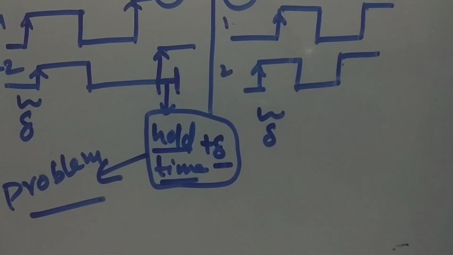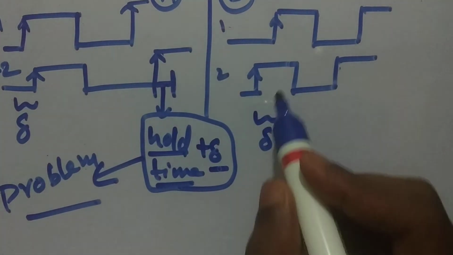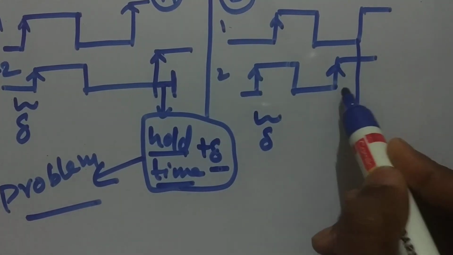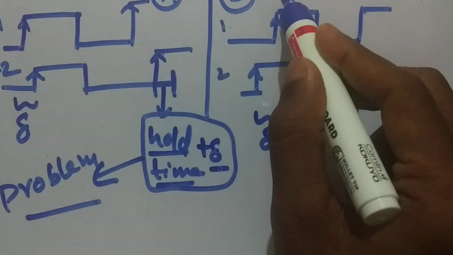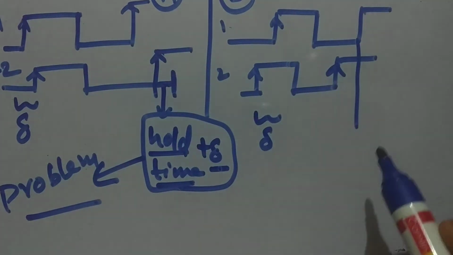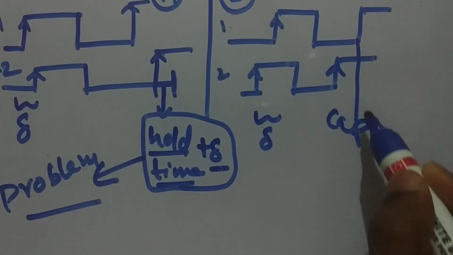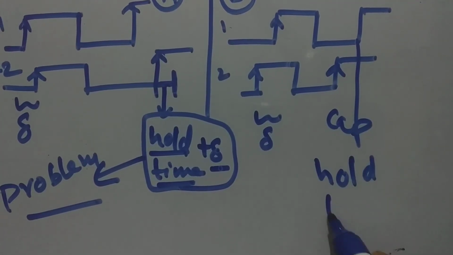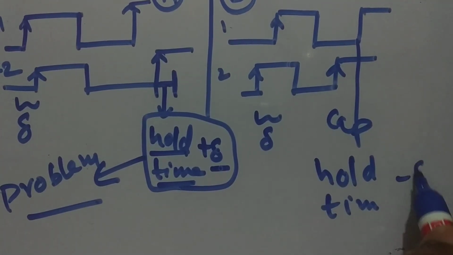Now let's go for case B. In case B, what's happening is that the clock 1 to clock 2, so this is the capture edge and this is the launch edge. Okay, so this is the capture edge. Here the delta is being removed from the hold time, minus delta. Okay, the skew is removed.